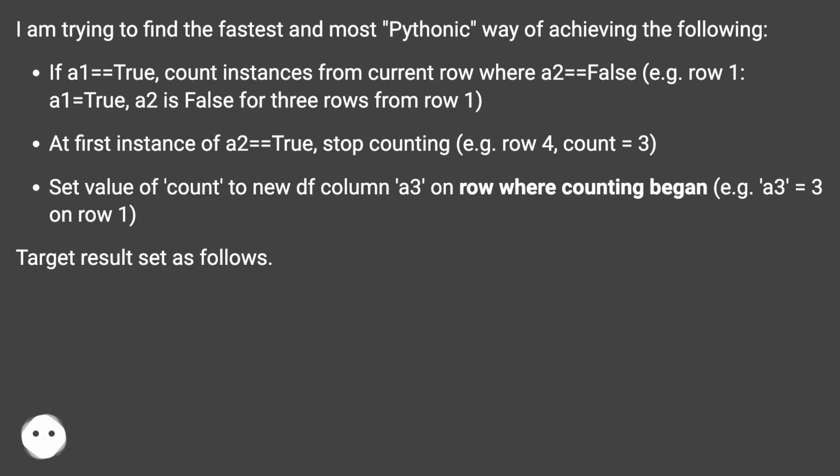Set value of a counter to new df column a3 on row where counting began, e.g. a3 equals 3 on row 1. Target result set as follows.